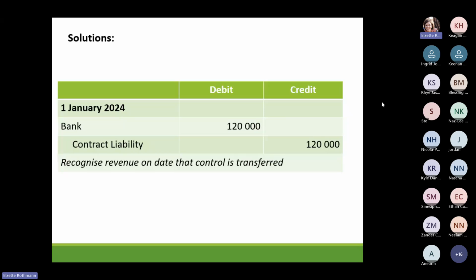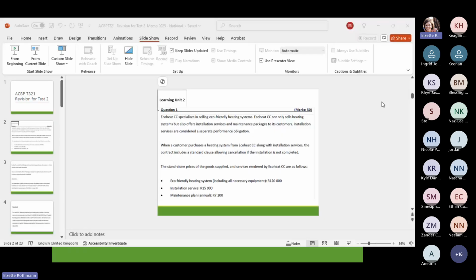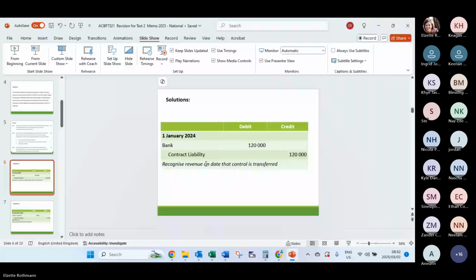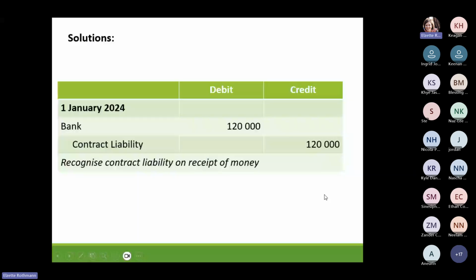sorry, I see my narration there is wrong. Recognize contract liability. Let's almost say on receipt of money. Sorry, I think I forgot to change that one. Okay, so we are recognizing a contract liability on receipt of money because we cannot recognize revenue because the obligation is not met. Okay, so we debit bank, we credit contract liability.